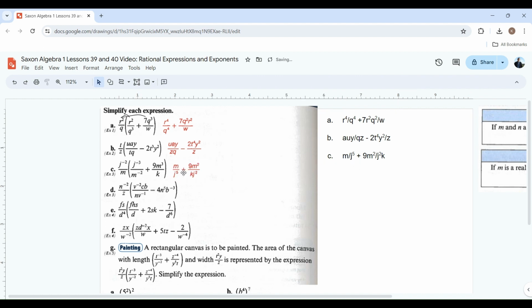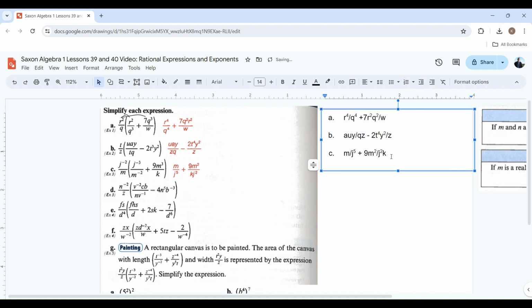Let me just make sure I got this right. m over j to the fifth plus 9m squared over j squared k. I would prefer if that was in alphabetical order, but whatever. All right, letter D. For letter D, we're going to be doing the exact same thing. We're just going to be multiplying n to the negative 2 across the top, z across the bottom.